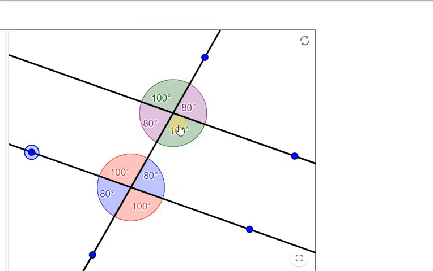So these are adjacent angles, angles next to each other on a straight line. Hopefully that helped.